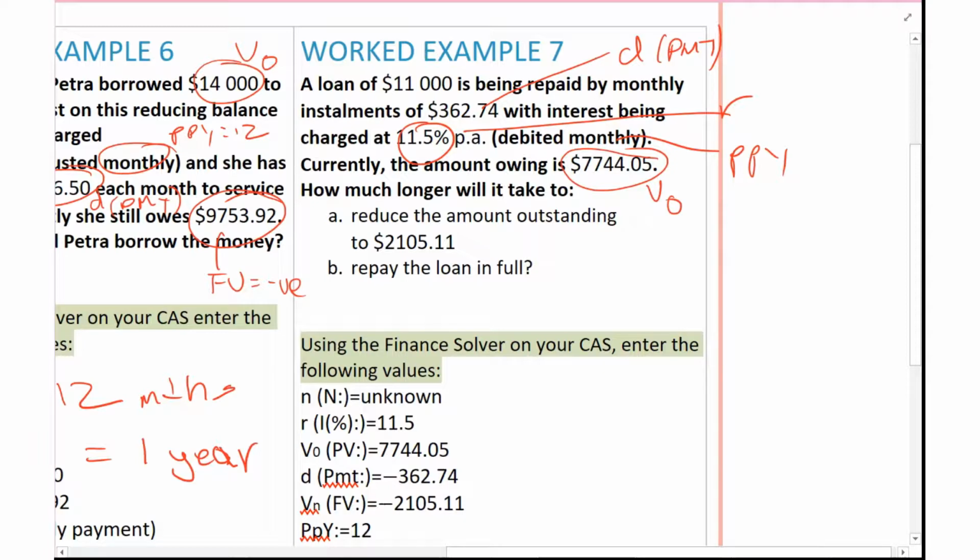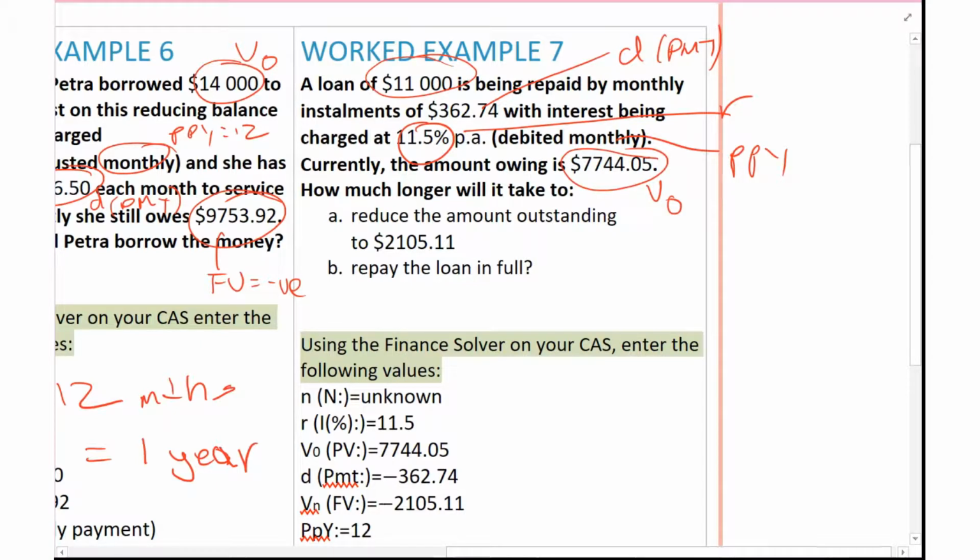I was getting ahead of myself there. That's how much it would normally be. But what I've said is, at this point, the current amount owing is this number. So that's the number I'm going to start using. That's going to be my V0. Easy to get caught out on that.